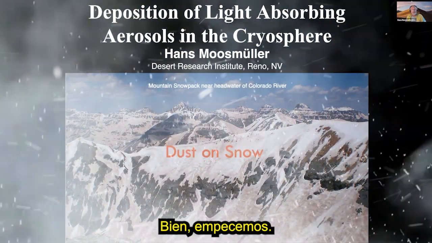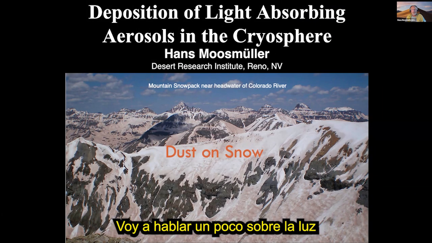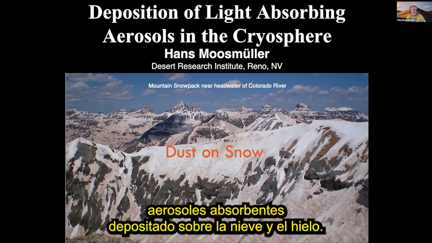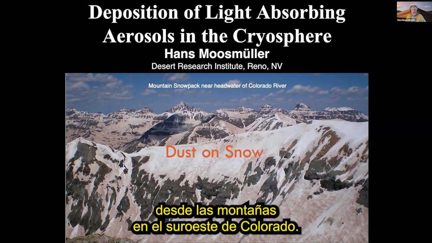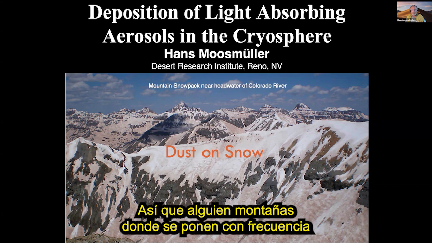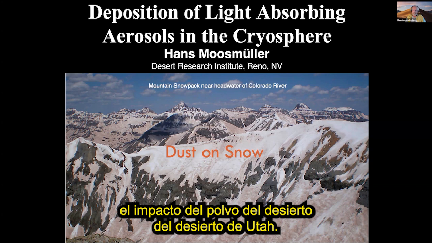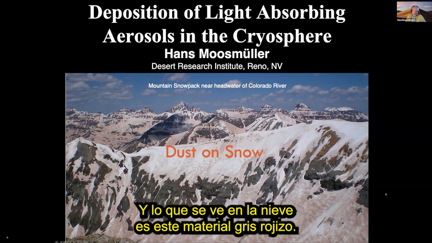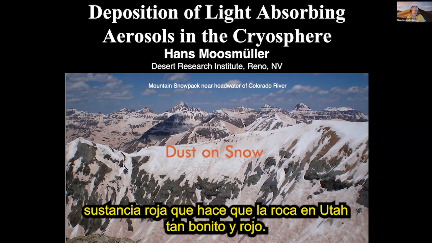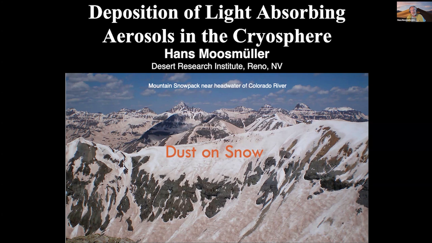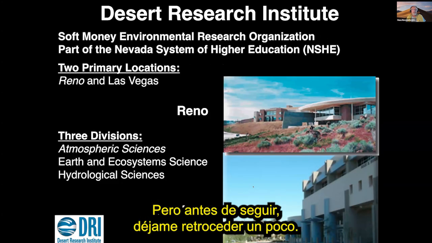Okay, let's start going. I'm going to talk a little bit about light-absorbing aerosols deposited on snow and ice. Here you see a nice example from the mountains in southwestern Colorado, the San Juan Mountains, where they frequently get an impact of desert dust from the Utah desert. What you see on the snow is this reddish grayish material. The light absorbing part in this case is largely hematite, a red substance which makes the rock in Utah so beautiful and red. But before I get going, let me back up a little bit.